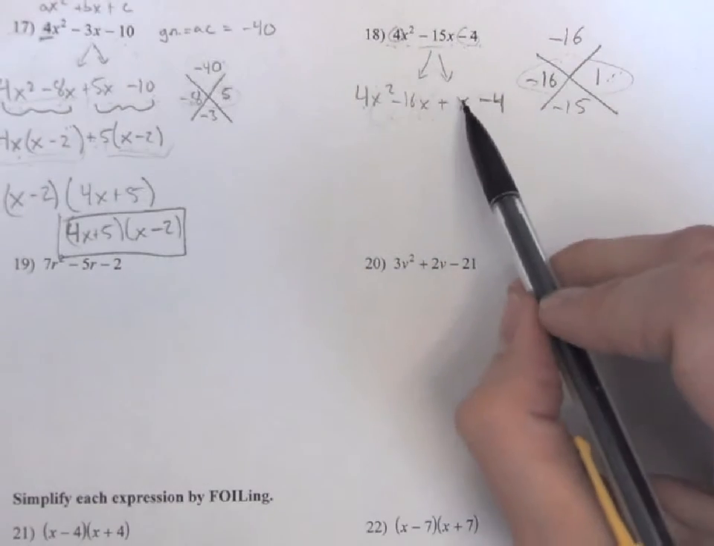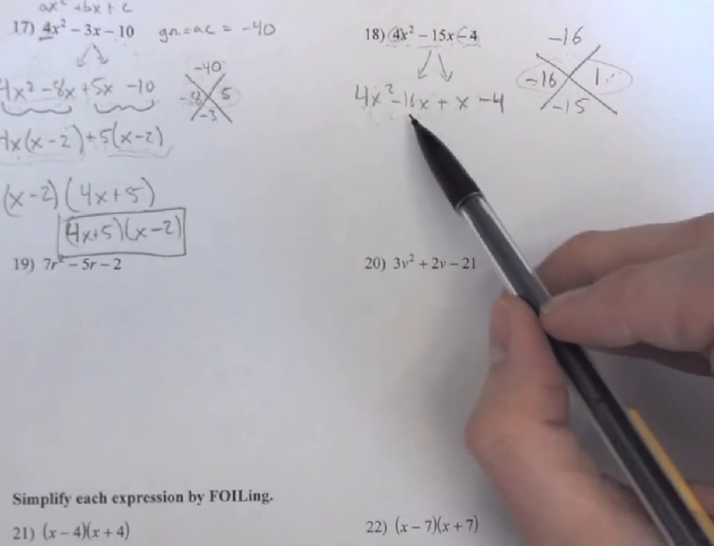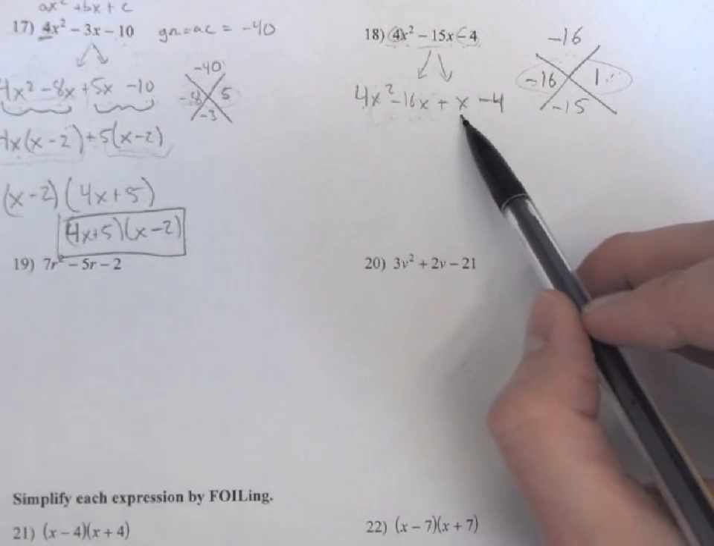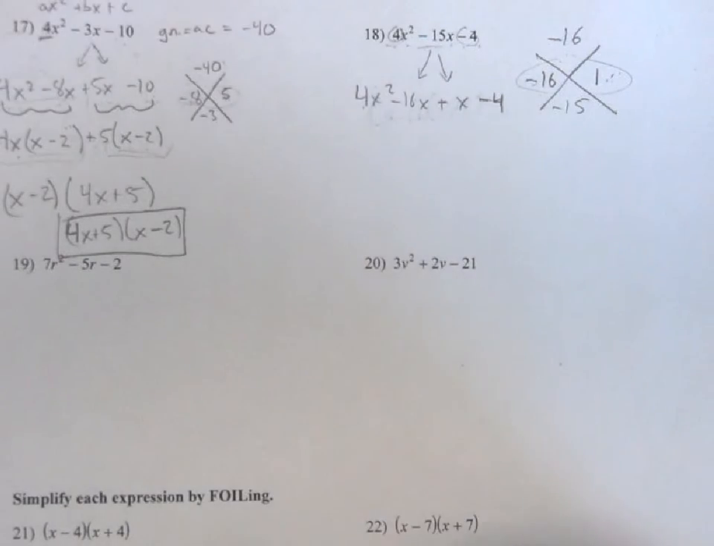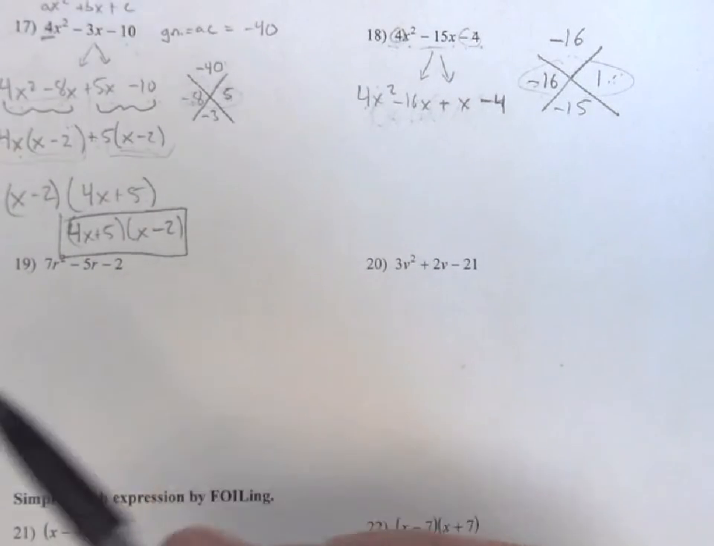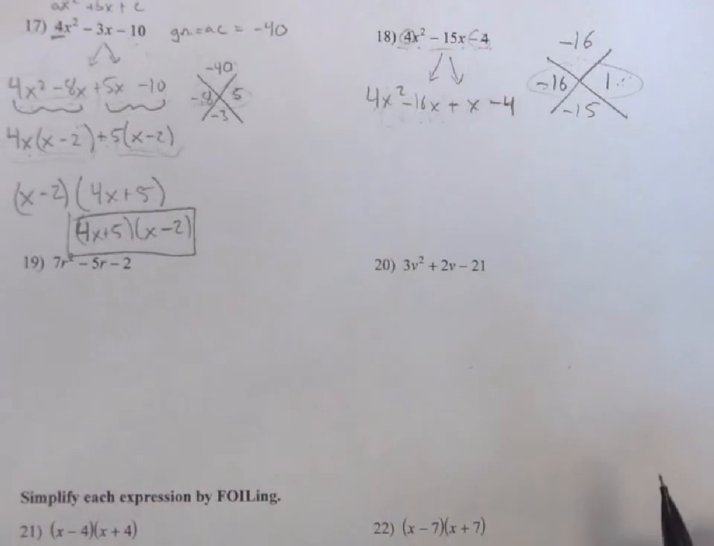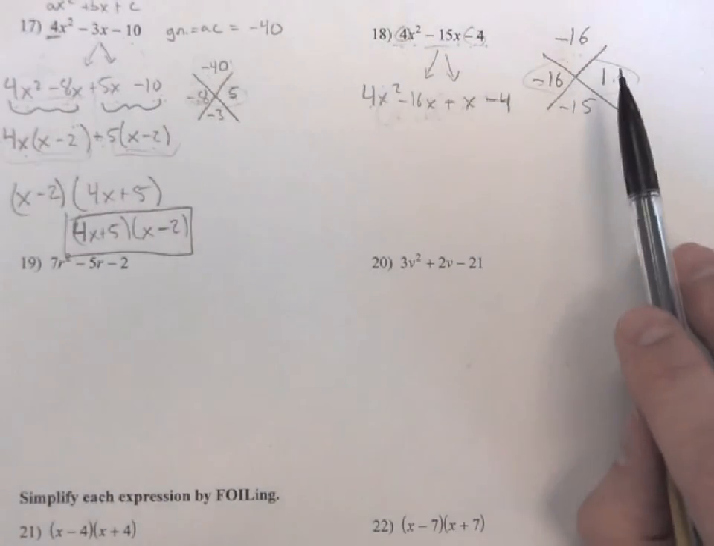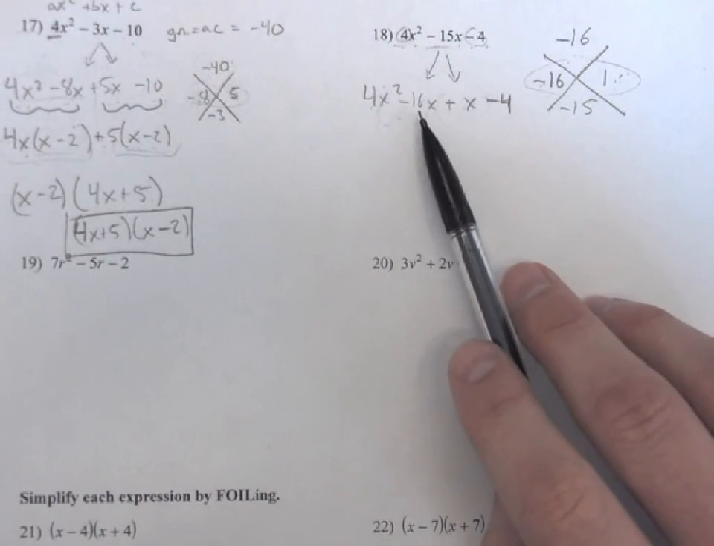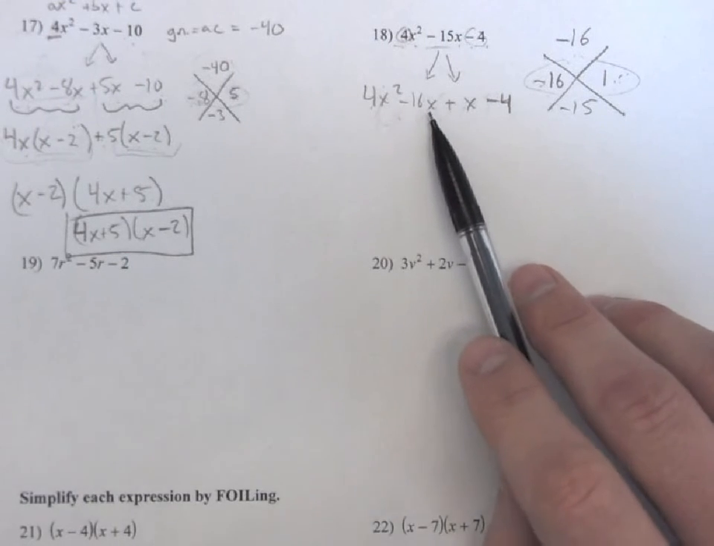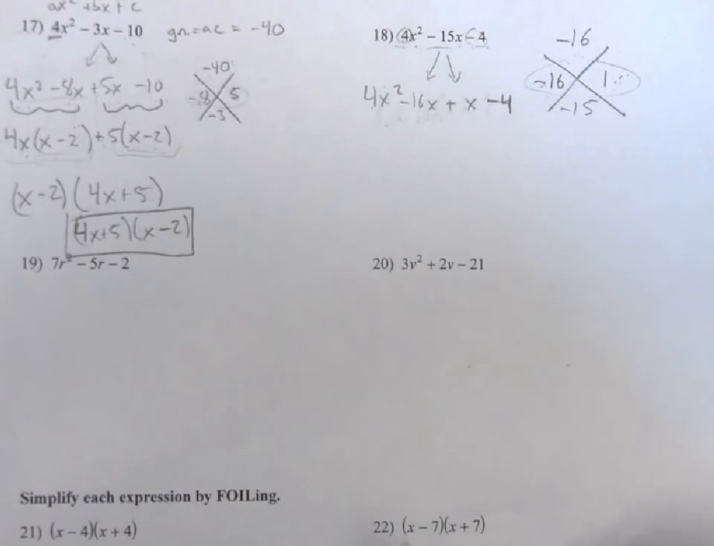Now again, if I switch the order of these, it would still work. If I had an x here and a negative 16 here, it would still work out. At the end, the factors would be in the opposite order, but again, that doesn't matter because multiplication is commutative. As long as the x is the positive one and the 16x is the negative one, it's going to work out.